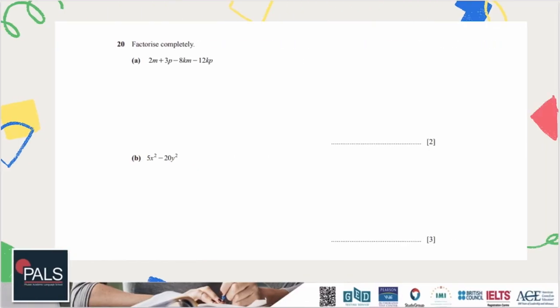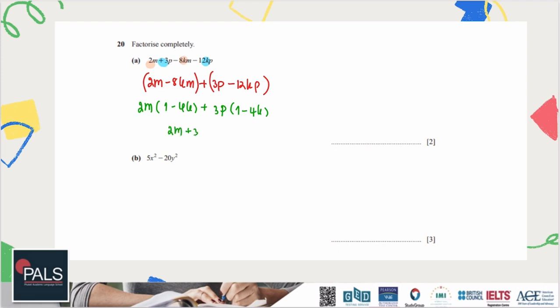Okay, number 20, factorize completely 2m plus 3p minus 8km minus 12kp. So we look for like terms, this and this. I rearrange it as 2m minus 8km plus 3p minus 12kp, and put brackets. I don't need to change the operator because it's a plus, right? So I bring 2m out, it will be 1 minus 4k, plus I bring 3p out, it's 1 minus 4k. So it will be 2m plus 3p times 1 minus 4k. This is the answer.